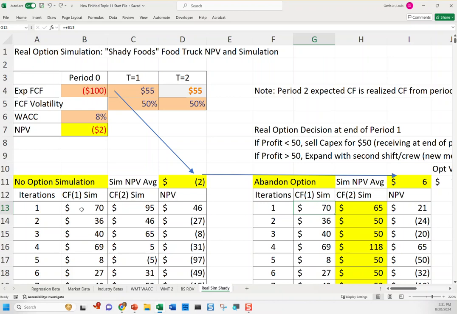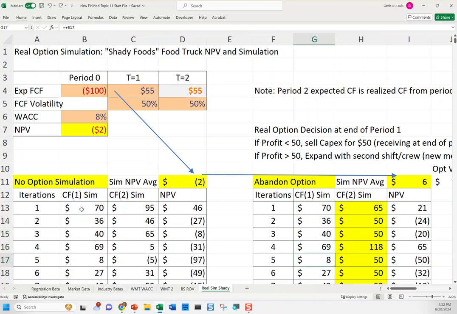So again, the option to abandon. What if after the first year sales are below 50, but you know you could sell your truck for 50, that cost you 100,000? Well, let's wait around to see what happens next year. That's the random number from the first simulation. So I could just replicate it. But if times are good, you don't abandon. And this is the same thing. But what if you have a bad outcome?